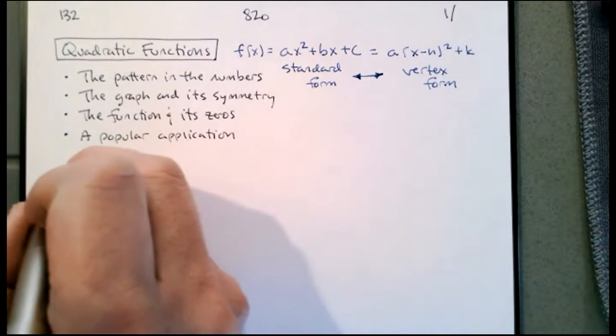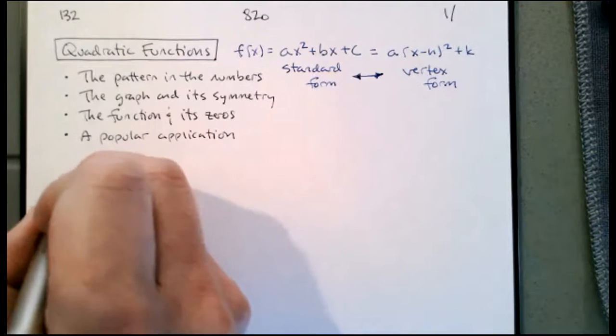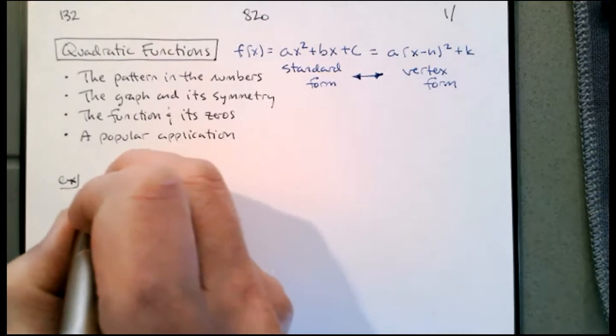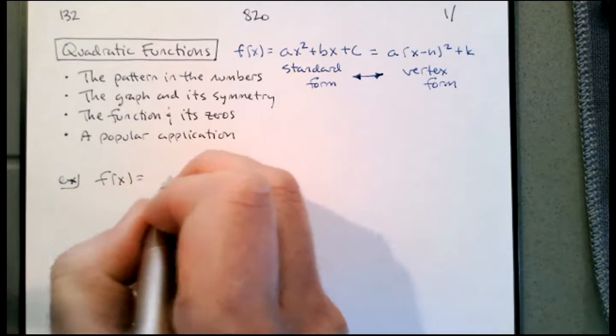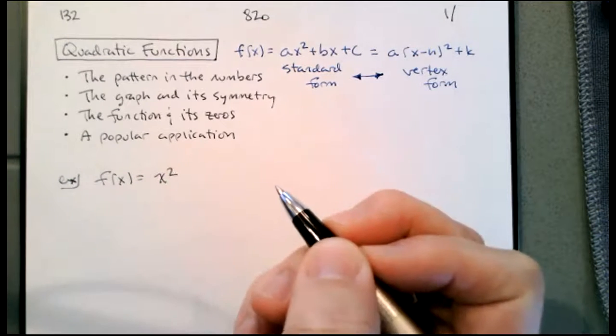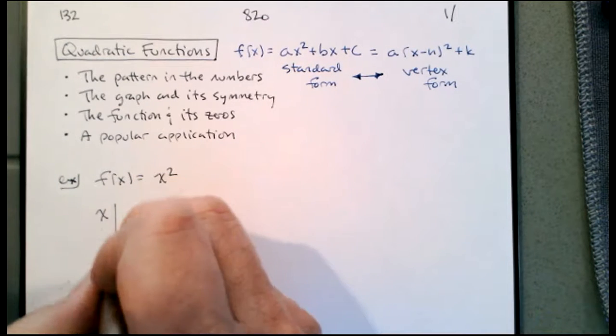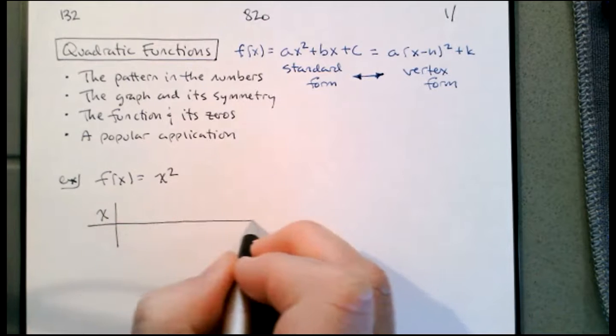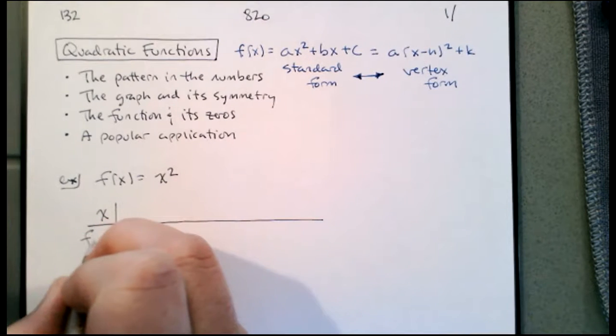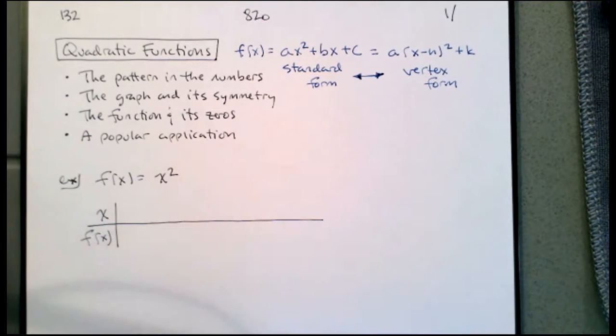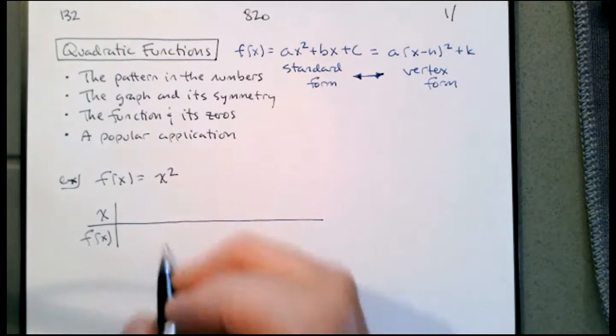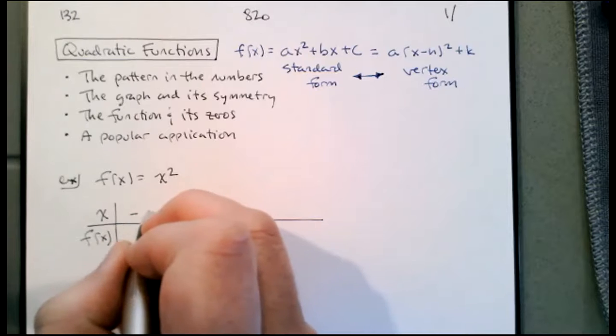Let's look at the very simplest of all quadratic functions. Let f of x equal just plain old x squared. And let's make a table of values for x and f of x. I want to plug in some negatives as well as some positives. A lot of times when we were talking about our linear and exponential functions, we were starting off at 0. But here I want to make sure we get some negatives and some positives.